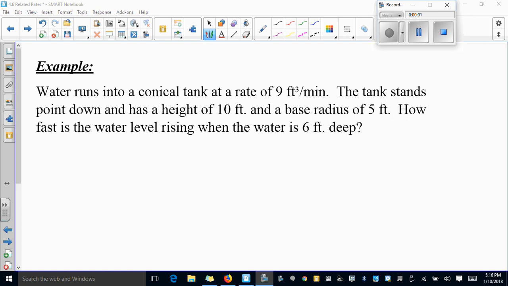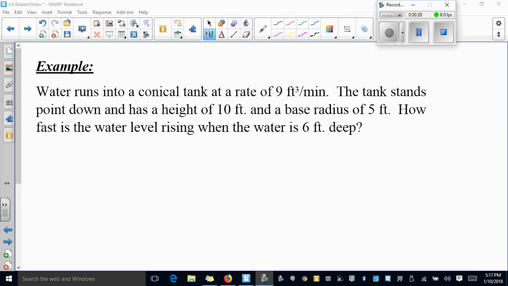radius of 5 feet. How fast is the water level rising when the water is 6 feet deep? So on this particular one, what we're going to do is draw our picture, just like all the other ones. First thing we're going to do, draw the picture. So we have a cone, the conical tank is going to be a cone. It's going to come down.